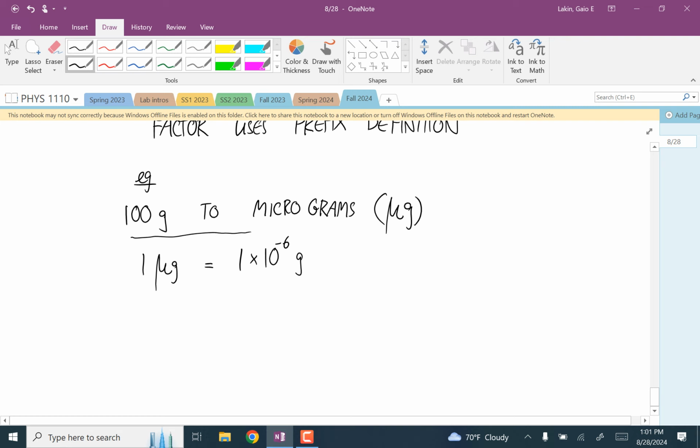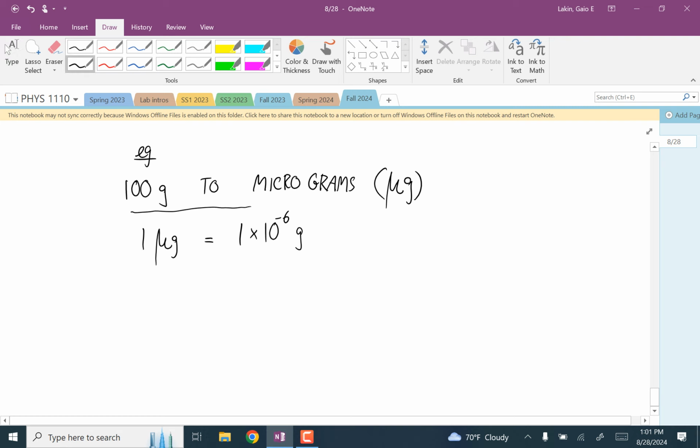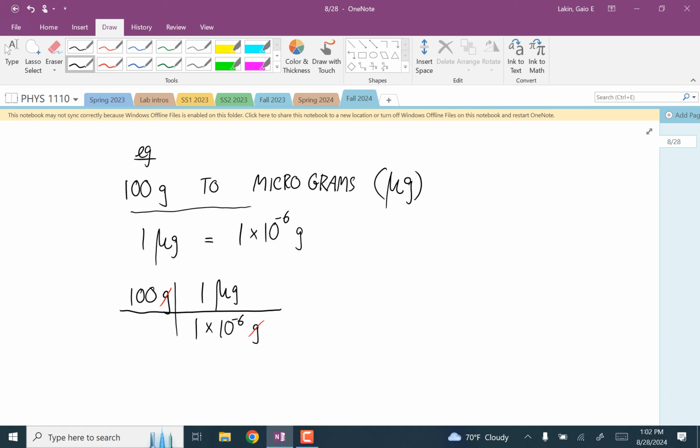And now I can make this into either one of the conversion factors. So we want to start with this quantity 100 grams. My conversion factor that I want has grams in the denominator, so it cancels this. So I'll go 1 microgram over 1 times 10 to the minus 6 grams. And now those cancel. And we get 1 times 10 to the positive 4th micrograms.